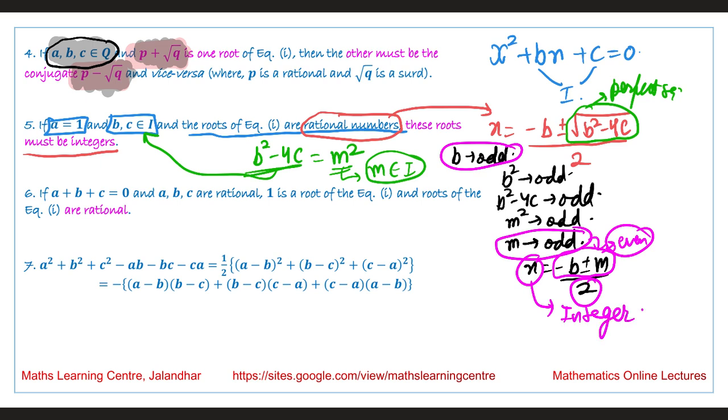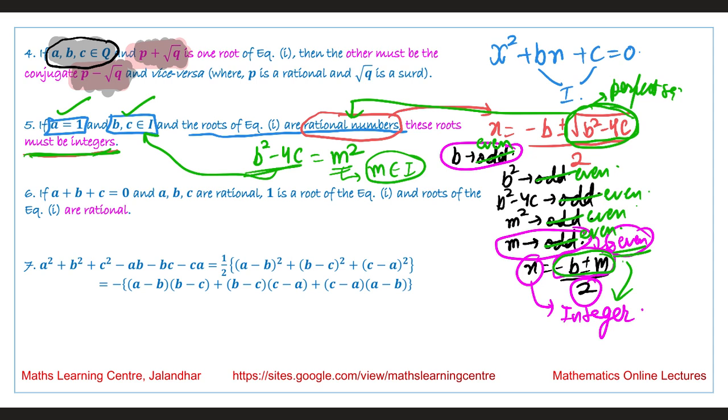If we consider b to be an even number, then b square is an even number, b square minus 4c is an even number. It means m square is an even number. So we obtain that m is even. So minus b plus minus m by 2, this whole term will be again even. So the answer we will get will be an integer. So we are saying when a is equal to 1 and b and c are integers, and the value of this term is a rational number, then the roots must be integers.